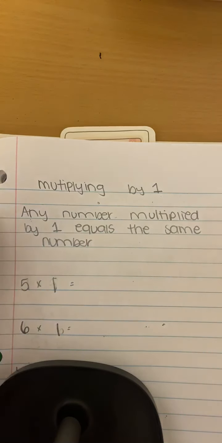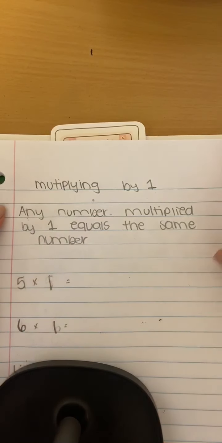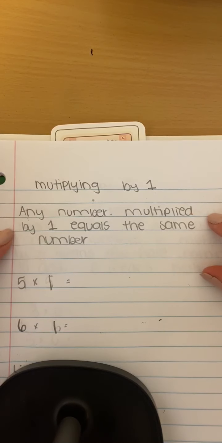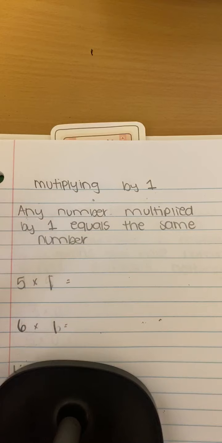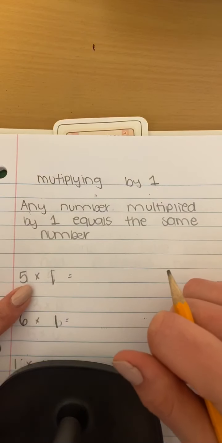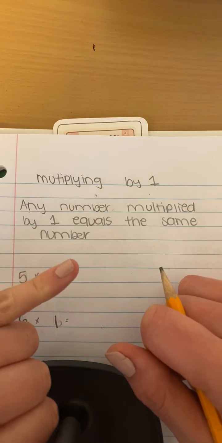We are going to be working on multiplying by 1 today for math. So a good rule about multiplying by 1 is any number multiplied by 1 equals the same number. So multiplying by 1, it's going to follow a rule every time we're multiplying. So you could solve it as I'm skip counting by 5s to my first finger. So I'd have 5.